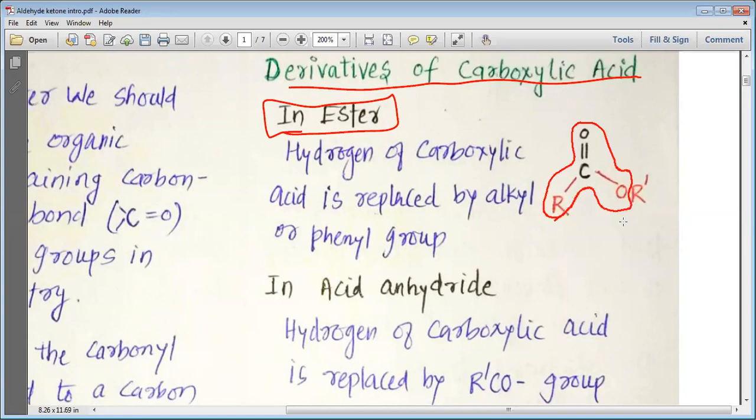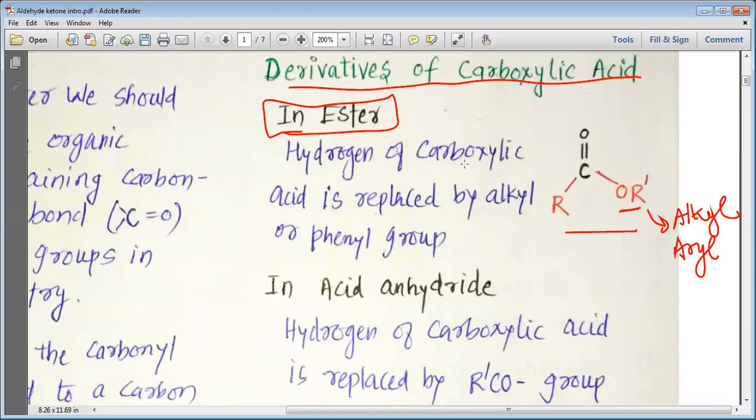You can see this is the part of the carboxylic acid. When the H of the hydroxyl group present in the carboxylic acid is replaced by the alkyl or aryl group, that is R dash, it may be an alkyl or aryl group, then we get an ester. So if the hydrogen of the carboxylic acid is replaced by an alkyl or phenyl or aryl group, we get an ester.